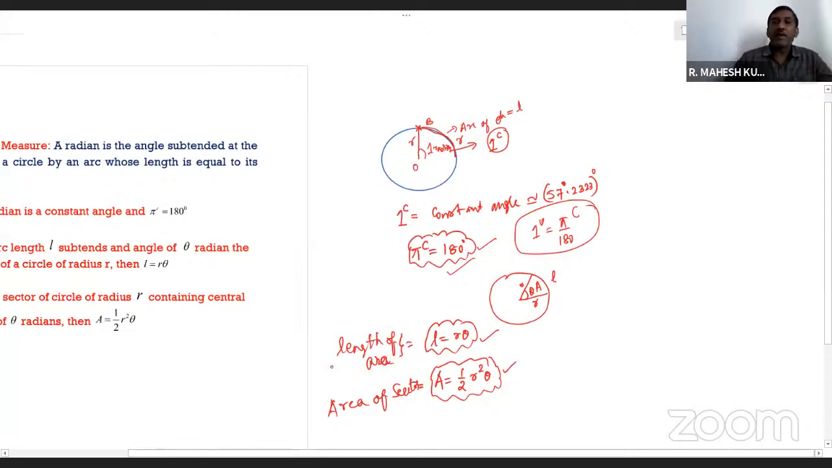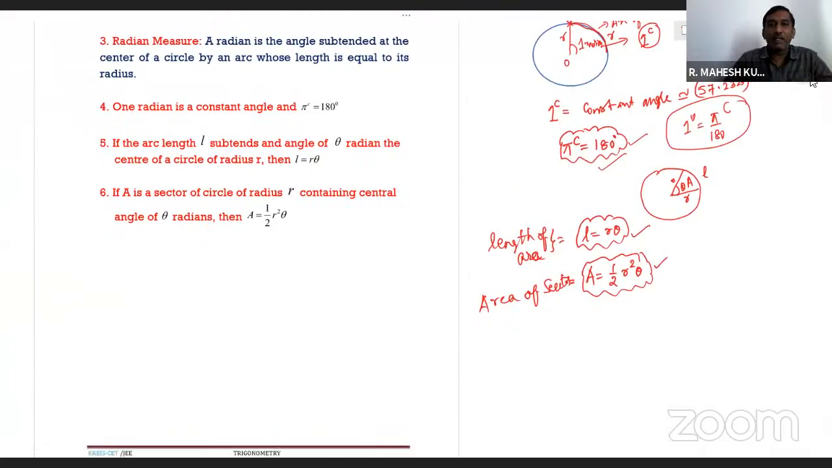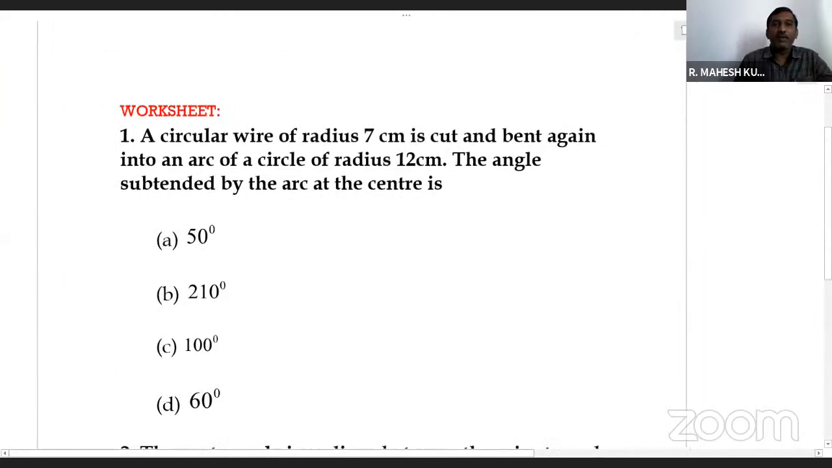Then there is the angle between the minute hand and the hour hand of a clock. That we will look into afterwards. When the questions come, I will tell you there how to work out the result, right? So look, with this we'll go to question number 1.